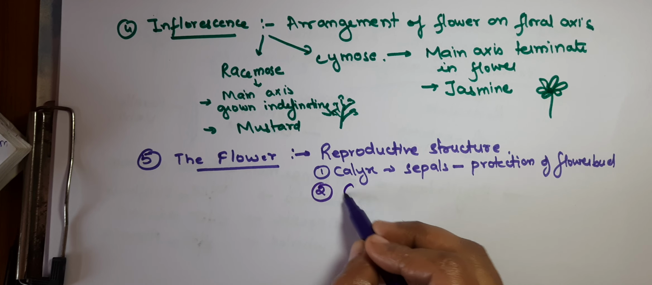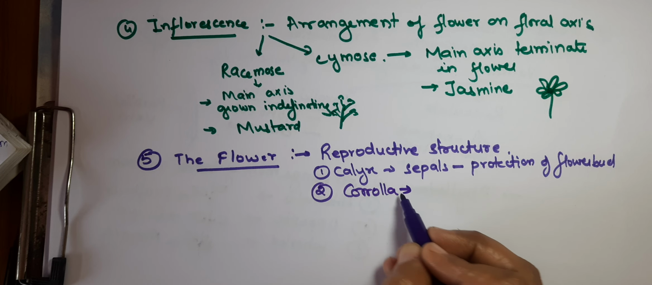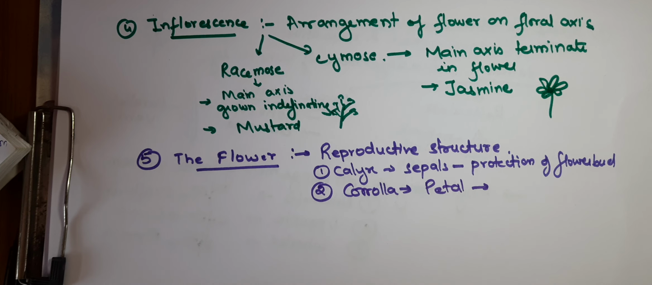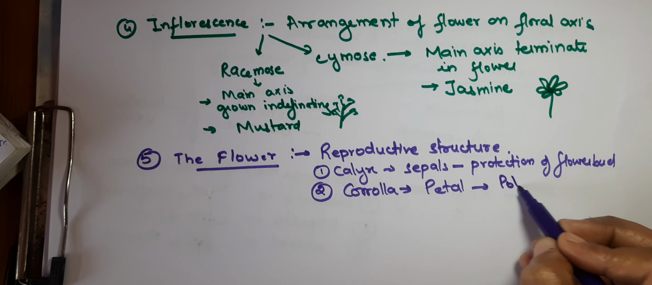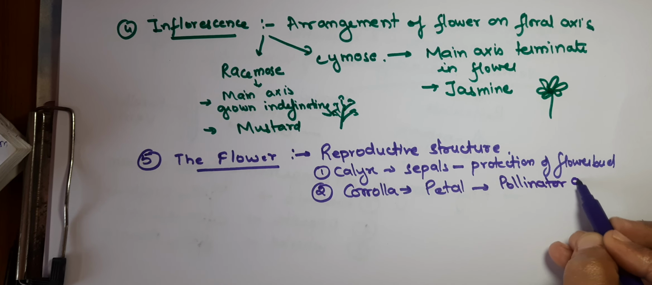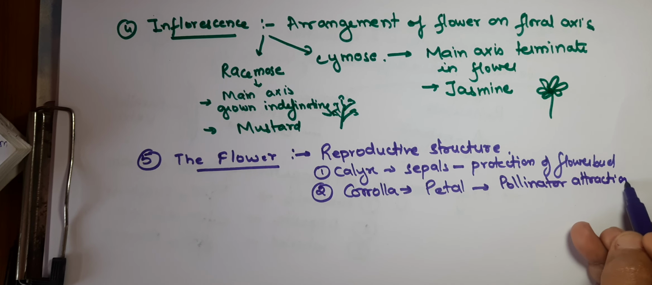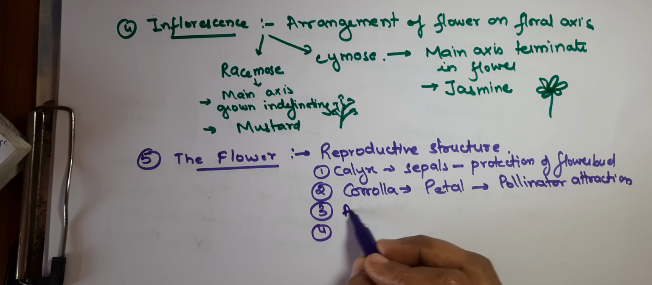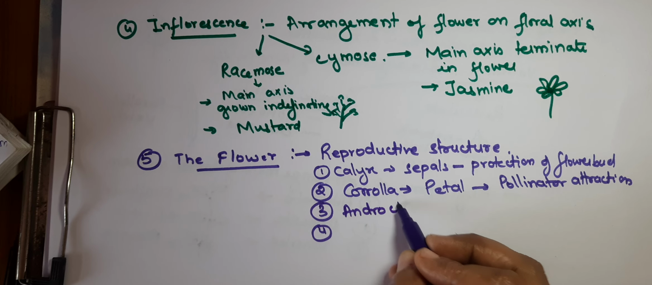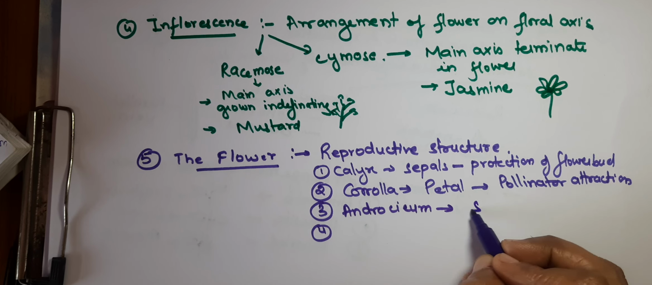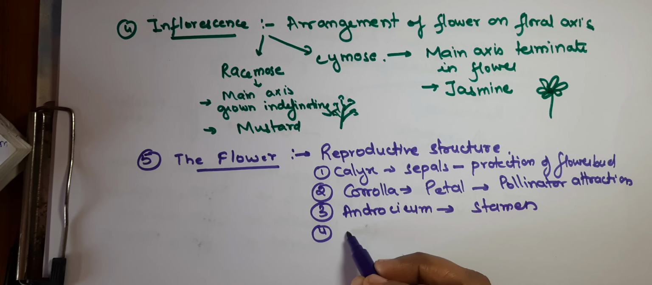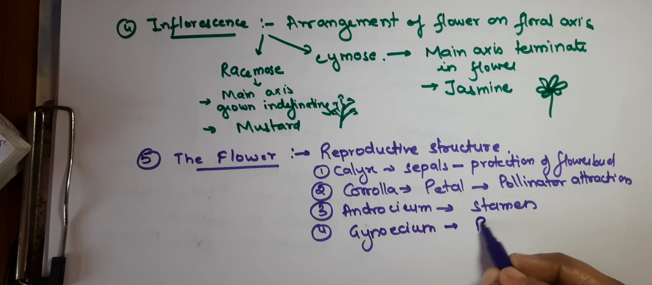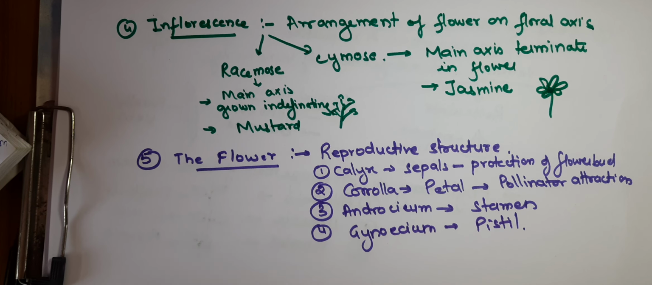The second one, students, is the corolla. So corolla is the group of petals. And why do we need petals? The catchy, colorful petals will help in pollinator attraction. Then we'll talk about the male and female parts. The male part is known as androecium, and it will contain the stamens. And the female part is known as gynoecium, and it will constitute the pistil.